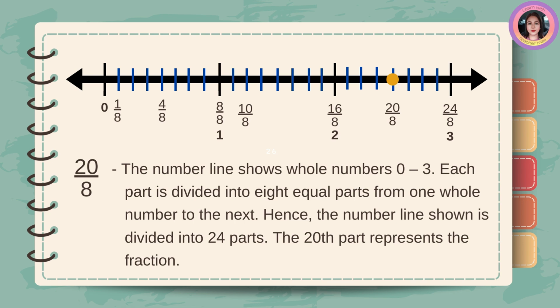20/8. The number line shows whole numbers 0 to 3. Each part is divided into 8 equal parts from one whole number to the next. Hence, the number line shown is divided into 24 parts. The 20th part represents the fraction.